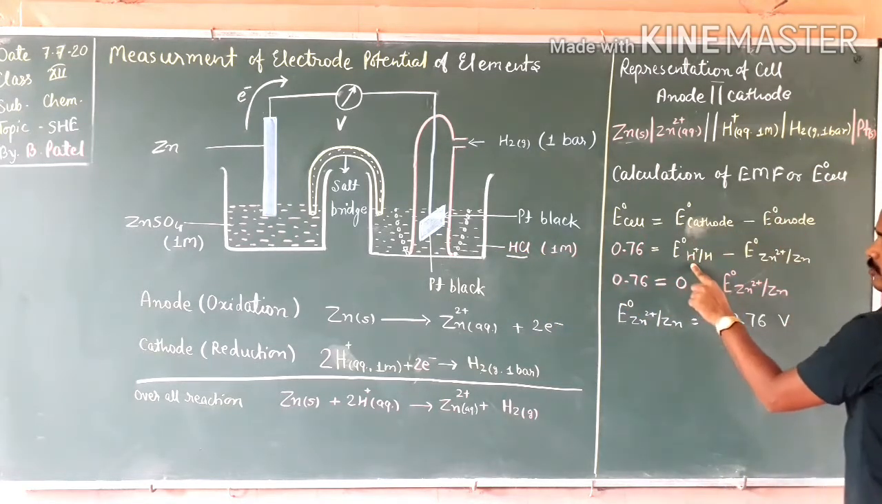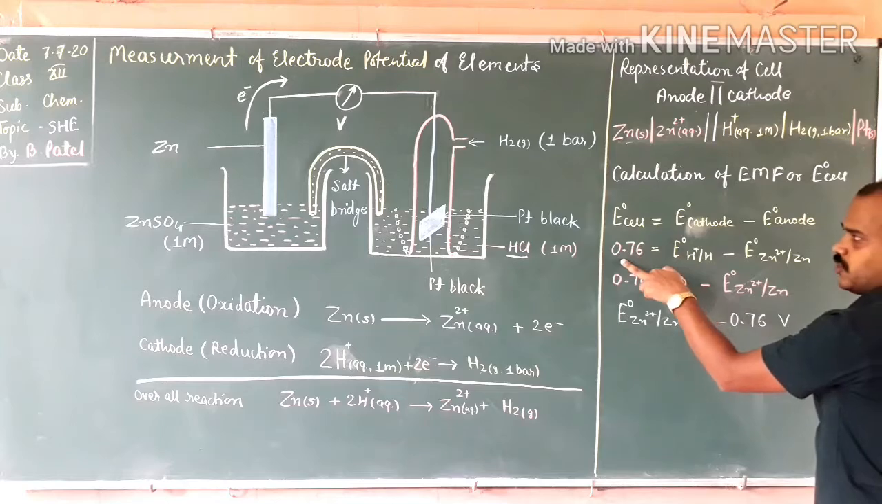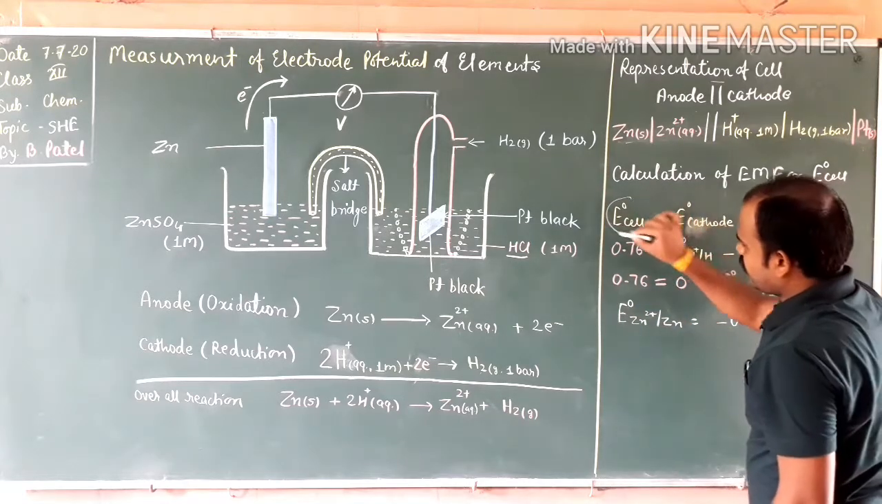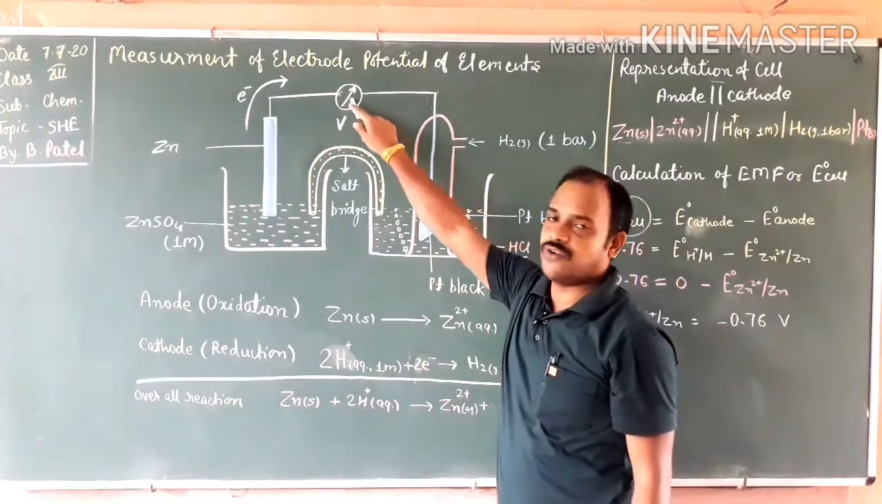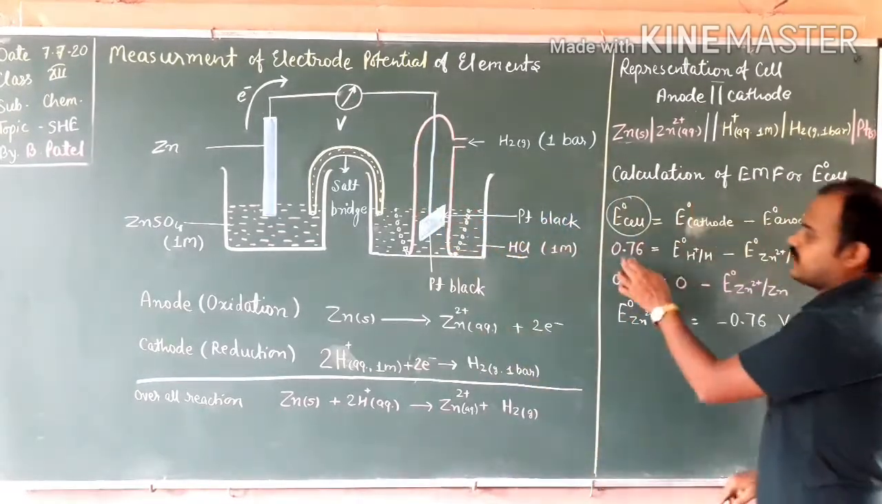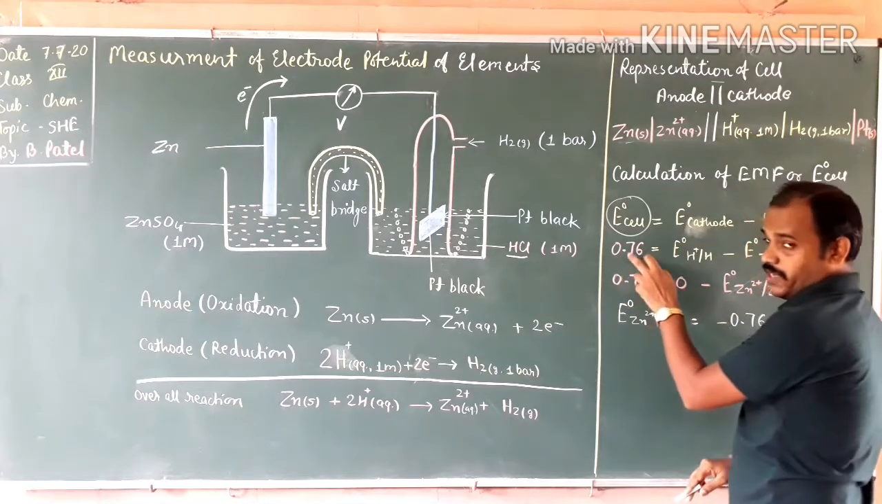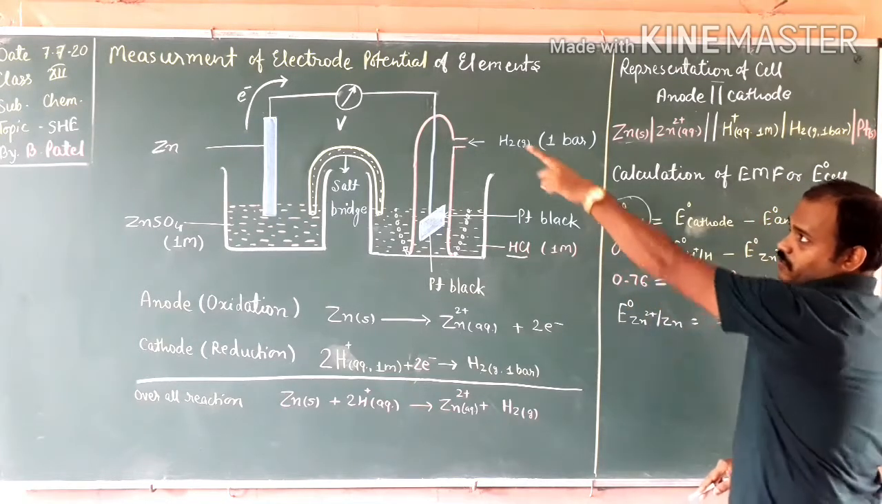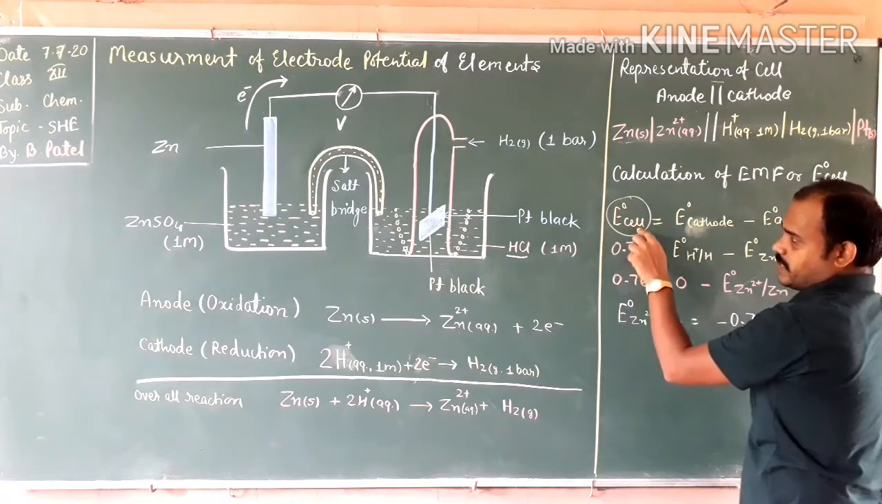So this one is cathode, this one is anode. The difference of their standard electrode potential will be equal to E0 cell. The value of this E0 cell we can obtain from here. This value is 0.76. Where do we get this value from? From the voltmeter. So 0.76 is the E0 of the cell.